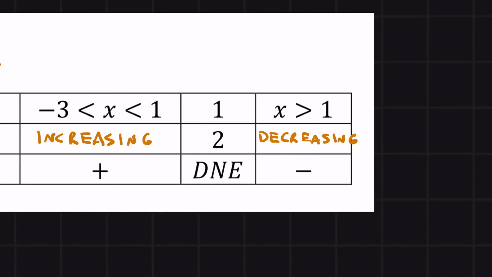F prime of 1 does not exist. To the left of that, f is increasing, and then to the right is decreasing. That tells us we would have a max at 1, and since f prime of 1 does not exist, that means that that max would be a cusp or a corner.